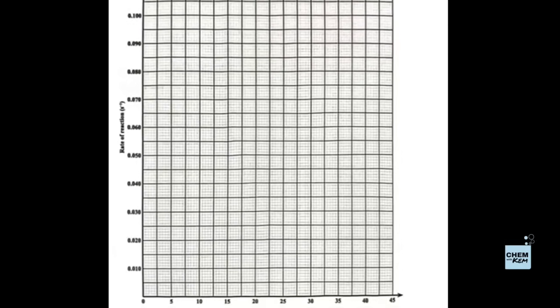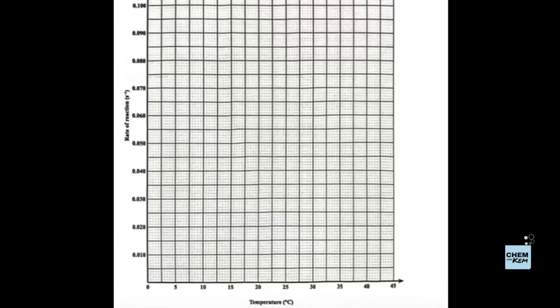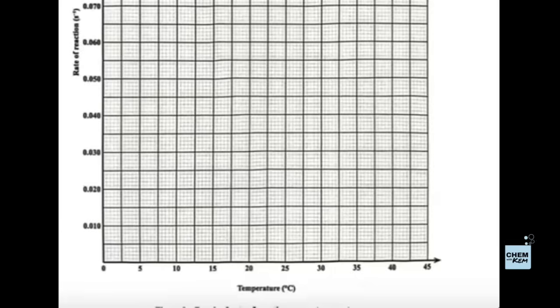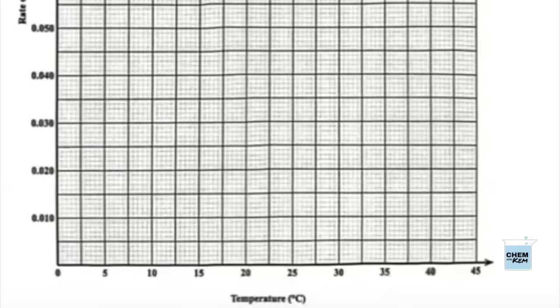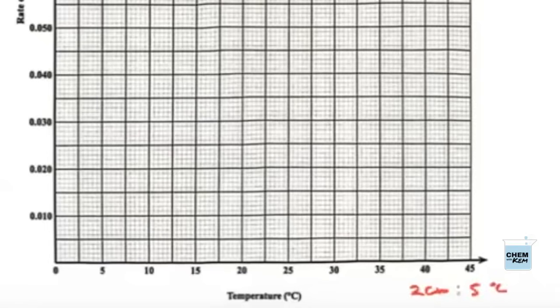Before we plot, we need to figure out what the scale is on each axis. Let us look carefully. On the x-axis, 2 centimeters are representing 5 units. That's 5 degrees Celsius. On the y-axis, we have 2 cm being used to represent 0.01 per second. All right, so let us sharpen our pencils and plot to the best of our ability. Let's plot our points. We're going to use small x's or encircled dots. I'll use encircled dots for the plot.